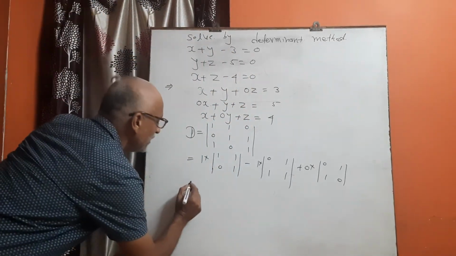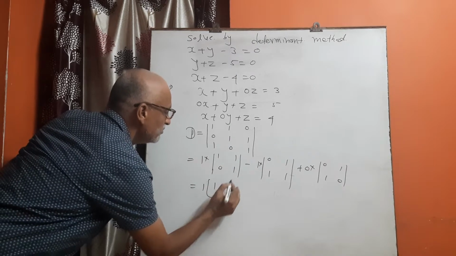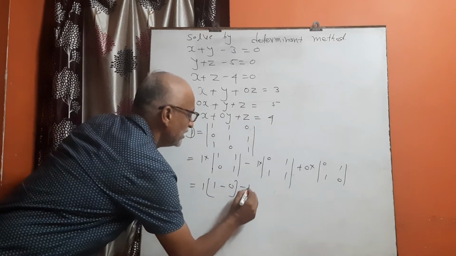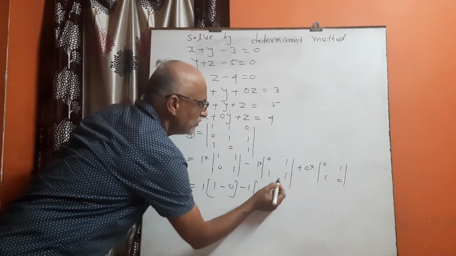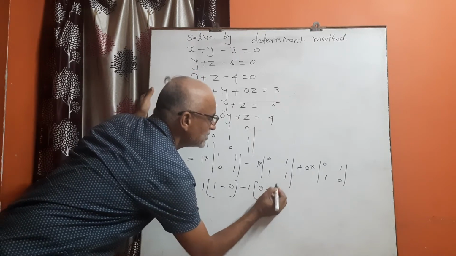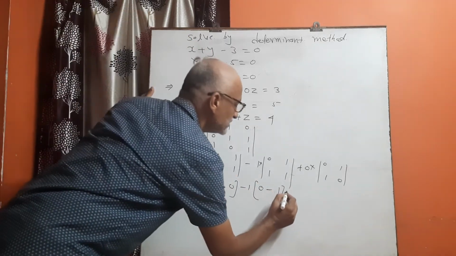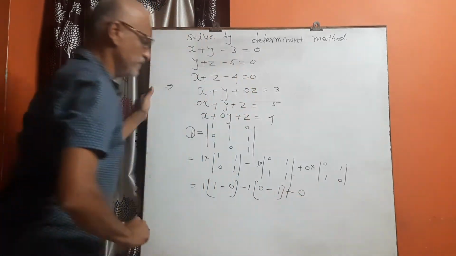Now if we simplify it, we will get 1 into, in bracket, 1 into 1 that is 1, minus 1 into 0 is 0, minus 1 into, in bracket, 0 into 1 that is 0, minus 1 into 1, that is equals to 1, plus 0 into anything is 0, so this will be 0.